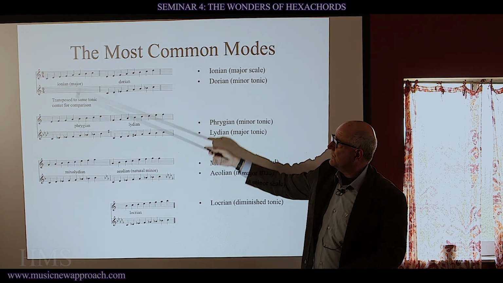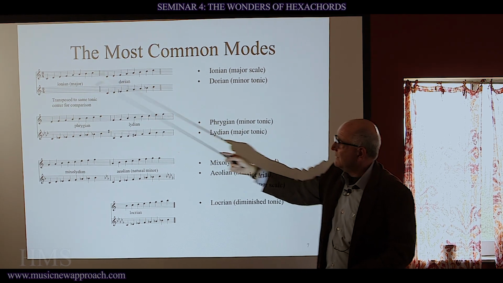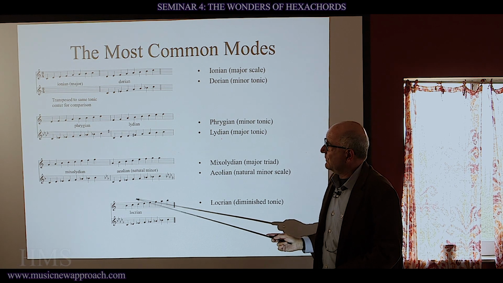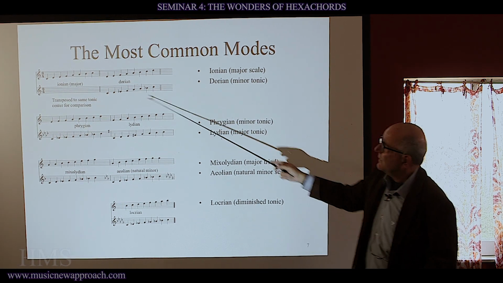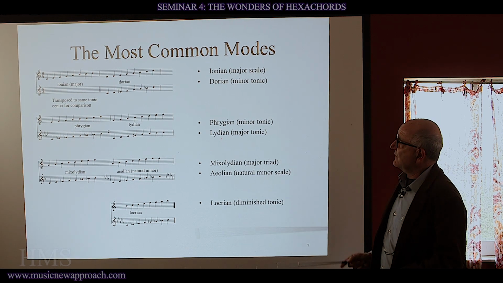Remember, all of the modes you can think of in C major, just moving some starting on C, D, E, F, G, and A, and B. You can think of them that way, or you can think of them as a major scale with added flats, and in the case of Lydian, added sharps.